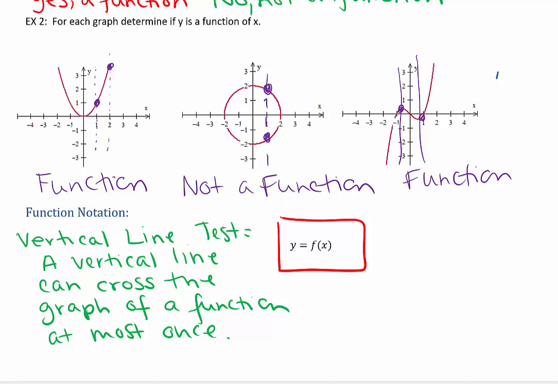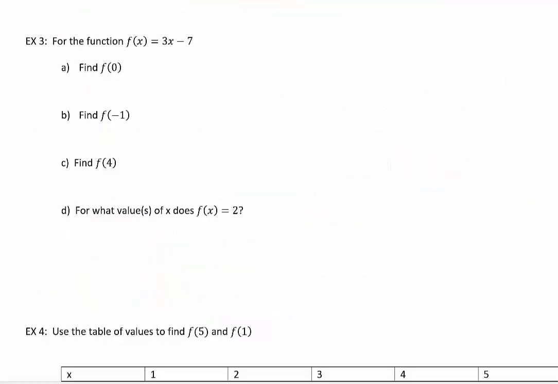Now when we talk about equations of functions, we're going to start to use a new notation called function notation, where rather than using the letter y for our outputs, we're going to use the symbol f of x for the outputs. We're going to be replacing all of the y's with f of x. So let's practice using our function notation. In example 3, we have the function f of x equals 3x minus 7. That equation is equivalent to y equals 3x minus 7. Instead of the y, we have the f of x.